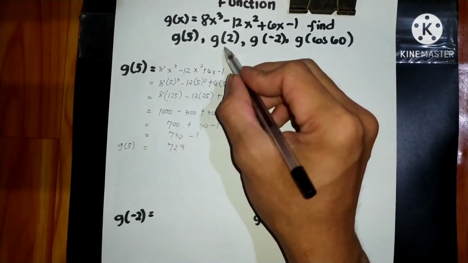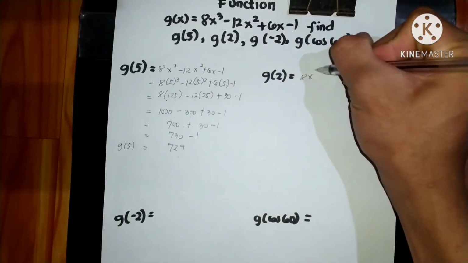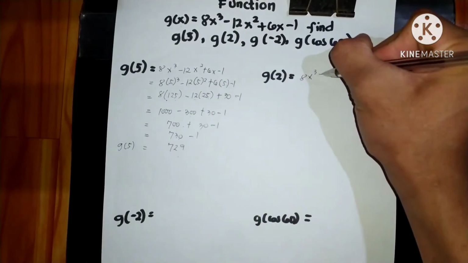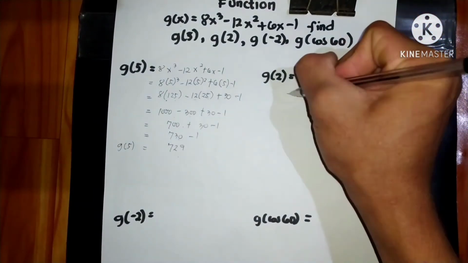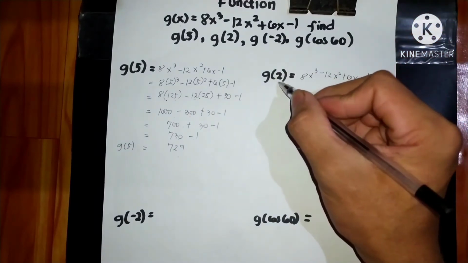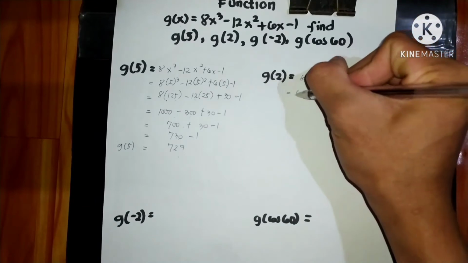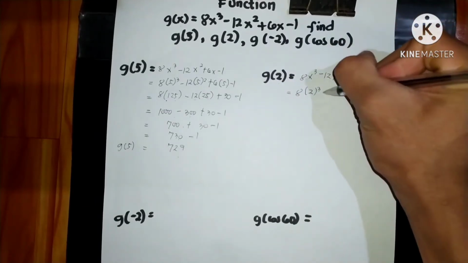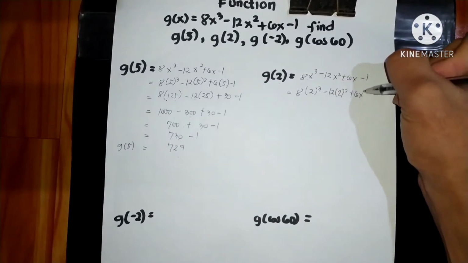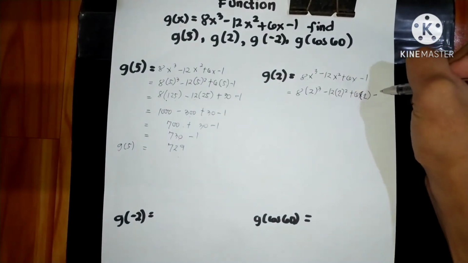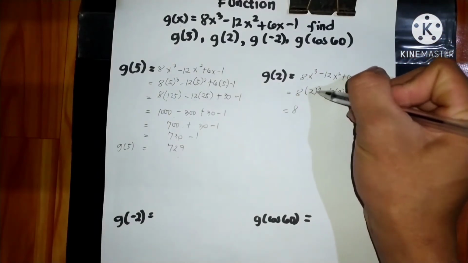Ang next natin na kukunin ay ang g of 2. Copy the equation. 8x cubed minus 12x squared plus 6x minus 1. So, ganun pa rin ang gagawin natin. The value of 2 must be substituted into the variable x. 8 times 2 cubed minus 12 times 2 squared plus 6 times 2 minus 1. So, 8 times 2 cubed.